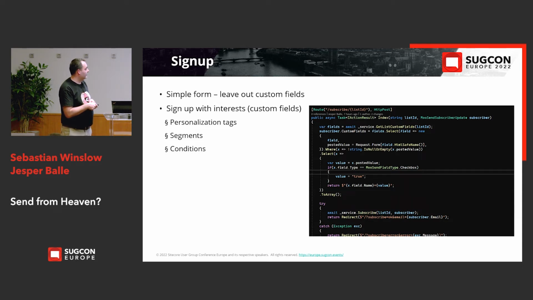Here, service get list custom fields. But basically, this one just takes the custom fields that are on the list and puts them out on the page. User fills in, and when submit, post the same collection back and get the user, or member, it's called in Sitecore Send, updated so that you can use it as personalization tags for segments and again for conditions. It's very easy.